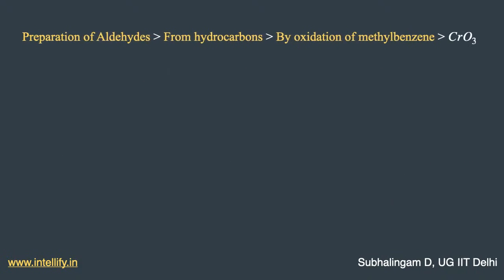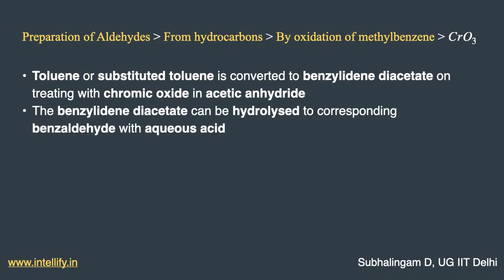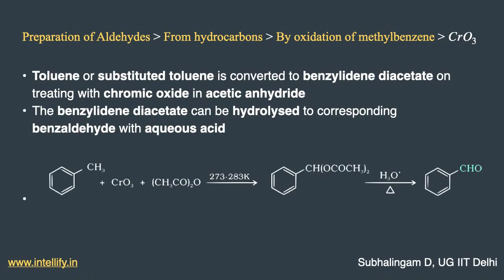So similarly, CrO3 now. Toluene or substituted toluene is converted to benzaldehyde diacetate on treating with chromic oxide in acetic anhydride. The benzaldehyde diacetate can be hydrolyzed to the corresponding benzaldehyde with aqueous acid. So for illustration, I take toluene in CrO3 and acetic anhydride at 273 to 283 Kelvin. I get benzaldehyde diacetate as intermediate, which upon hydrolysis with aqueous acid gives benzaldehyde.